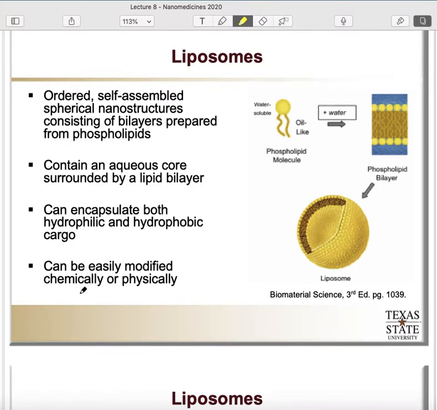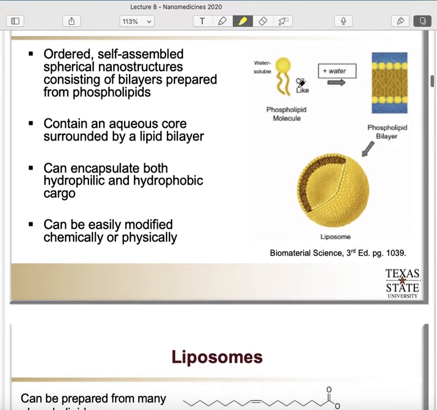They can be easily modified chemically or physically, and as we're going to see on the next few slides, by selecting the right type of lipid molecule or phospholipid, you could have a phospholipid that would have functional groups that would enable you to attach other things, or you could actually use a phospholipid that already contains polyethylene glycol and then has a functional group on the very end. And you can blend a number of different phospholipids to make one single formulation of liposomes. So that's what we're going to see now.